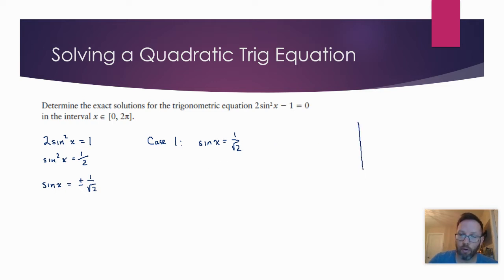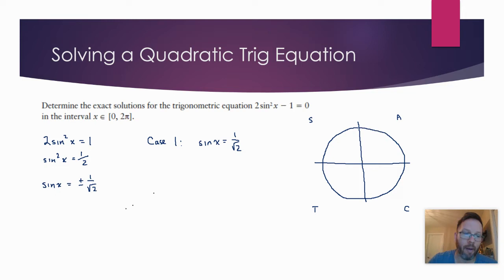So I'm going to draw a diagram of the unit circle off to the right here, and I'm just going to pop in my CAST rule, CAST. There are 2 quadrants where the sine of the angle is going to be 1 over root 2. And we know from our unit circle, I'm actually just going to draw a big unit circle too, and add some details to this.